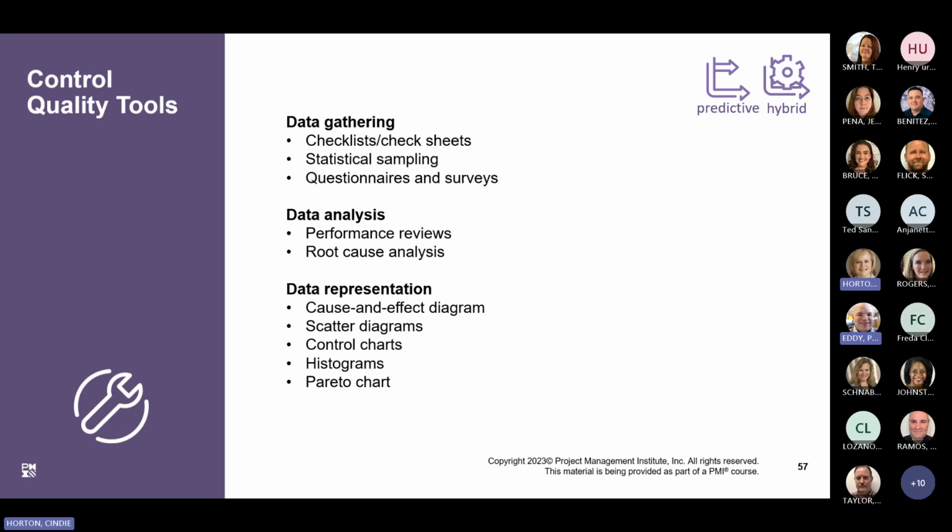For data analysis, we're going to be using performance analysis and root cause analysis. And then for representing our data, types of tools we'll be looking at are cause and effect diagrams, scatter diagrams, control charts, histograms, and Pareto charts. These visual artifacts are important tools for project managers, and we'll be looking at those in a bit more detail in our upcoming slides.